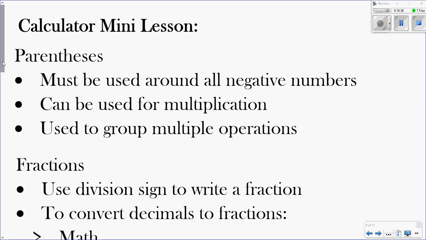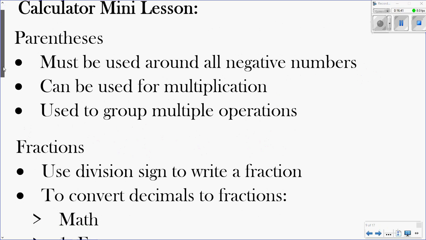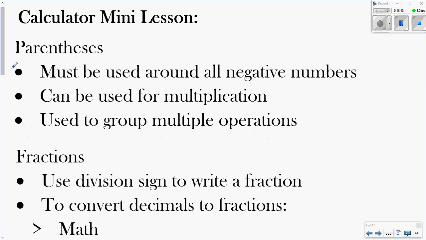Okay, so this portion is a calculator mini lesson, especially when you are trying to solve these expressions to get an answer. Parentheses. You have to think about parentheses and where to put them. So it must be used around all negative numbers. So if you have a -5, you need to put parentheses and have that -5 inside the parentheses. Or else the calculator will treat it as if whatever number is next to it, it will multiply it to that number and then add on the negative afterwards. But we don't want that because it's going to give you a totally different number.